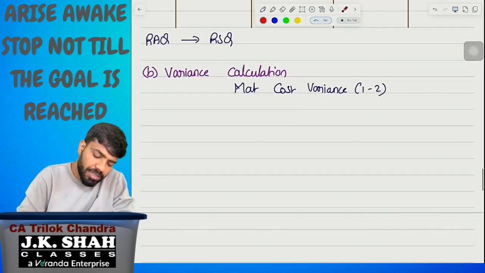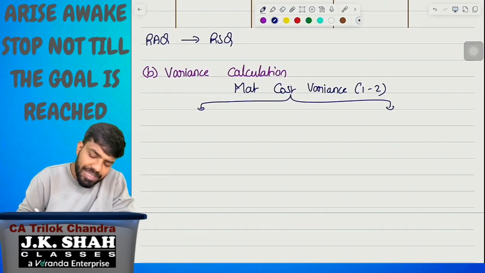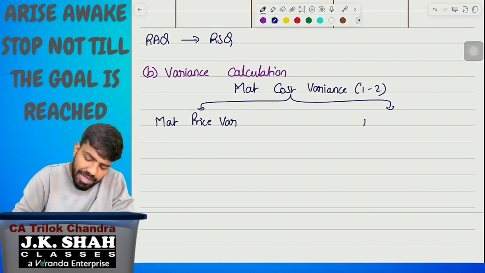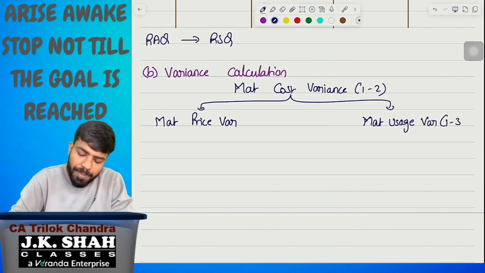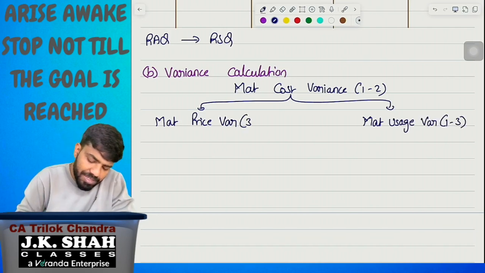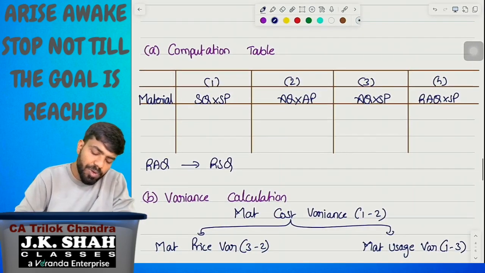Next, this material cost variance will be classified into 2, maybe because of price or because of quantity. So we'll call it material price variance, and then material usage variance. In place of quantity, I'm using usage. You can use quantity also, nothing wrong in that. Material usage variance is 1 minus 3. Material price variance is 3 minus 2. What is the meaning of this? Column 3 minus column 2. Look here.